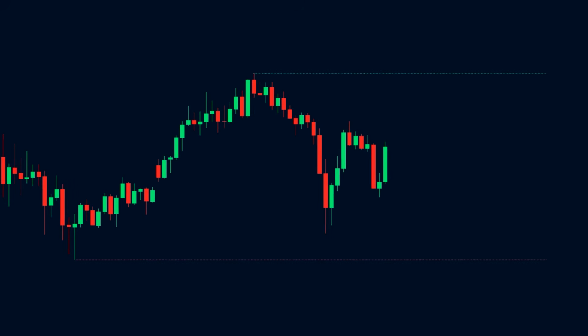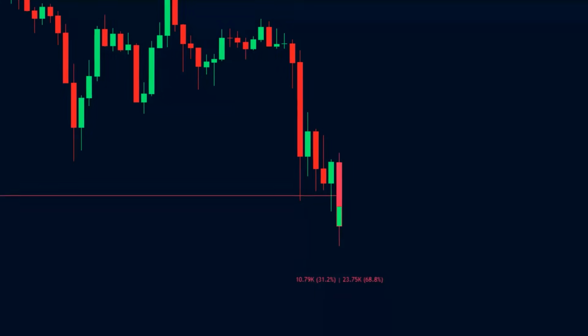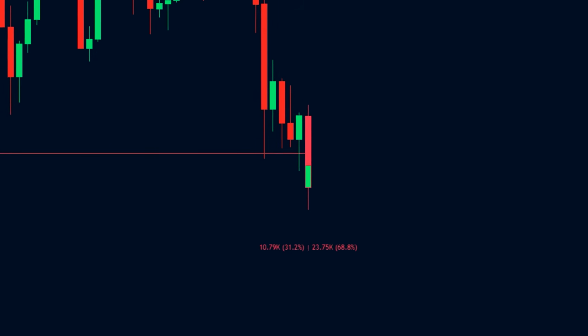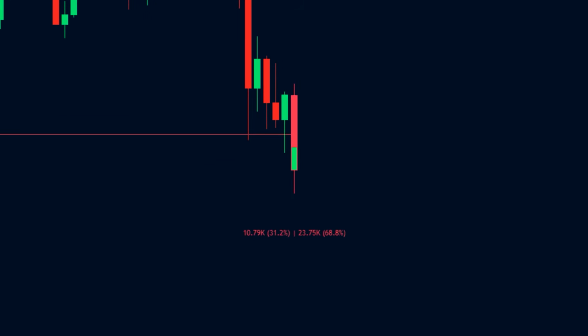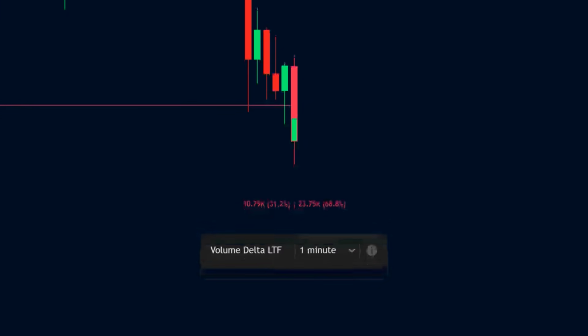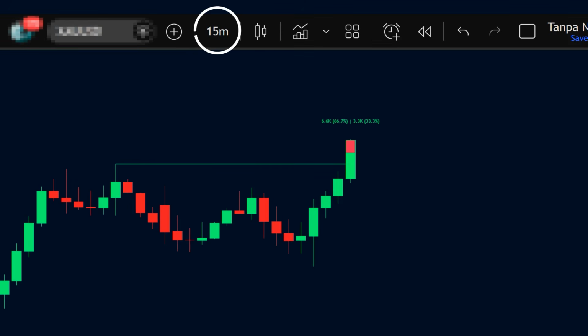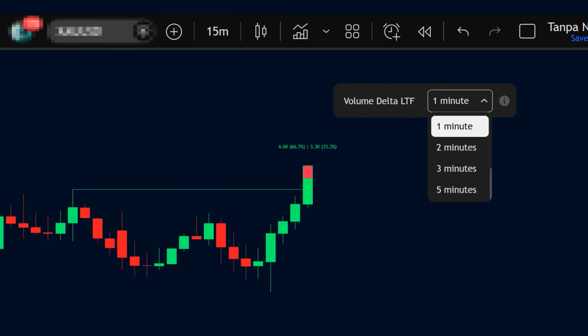Once a swing level is identified, the indicator waits for a breakout, and this is where the real difference begins. Instead of just marking a breakout based on price alone, breakout volume delta evaluates what happened inside that breakout candle. The volume delta LTF setting controls which lower time frame is used to estimate buy versus sell participation. For example, if the chart is on a 15-minute time frame, 1-minute sub-candles can be used to analyze the breakout.